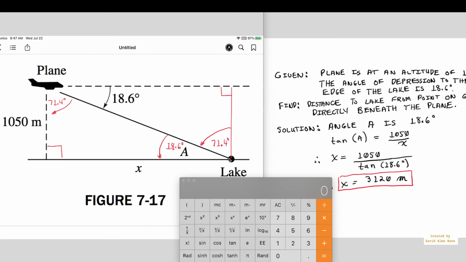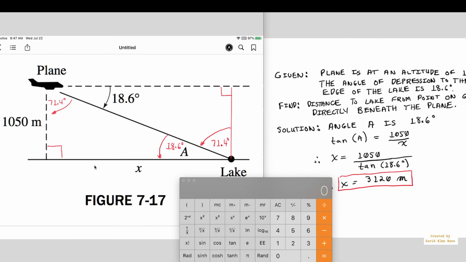what is the distance from this point on the ground to the edge of the lake? Now you'll notice that if this is 18.6 and this is 90 degrees, 90 minus 18.6 is 71.4 degrees, which is this angle. But we also know that this has to be a right angle here. So when you do the math, 90 minus 71.4 again is 18.6. So this angle becomes the same as this. And this is the theory of parallel lines. If you have parallel lines and a line here, then this angle is equal to this angle.